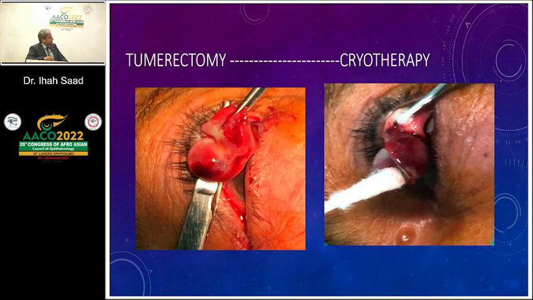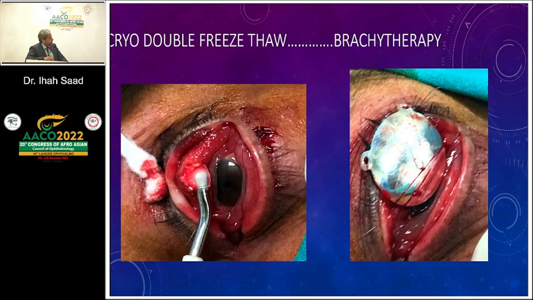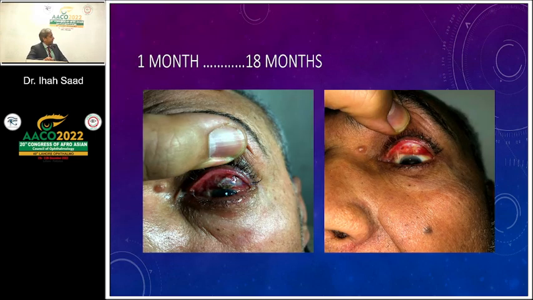So the decision here was to do a tumorectomy, just remove the tumor, cryo the base and the pigmentation here and the pigmentation at the caruncle, and we put an upside down plaque. We put the plaque in upside down position to deliver 100 gray to the tumor base, and this pigmentation over here, in case it is a malignancy.